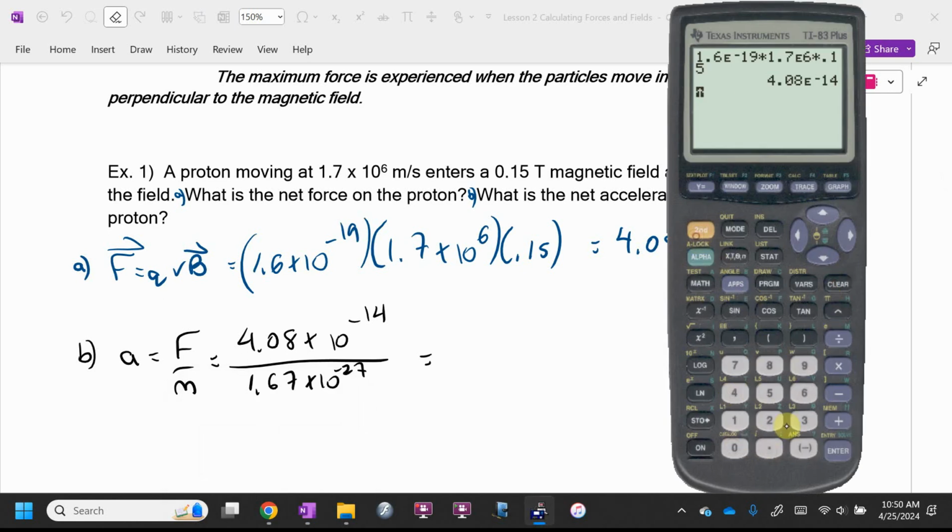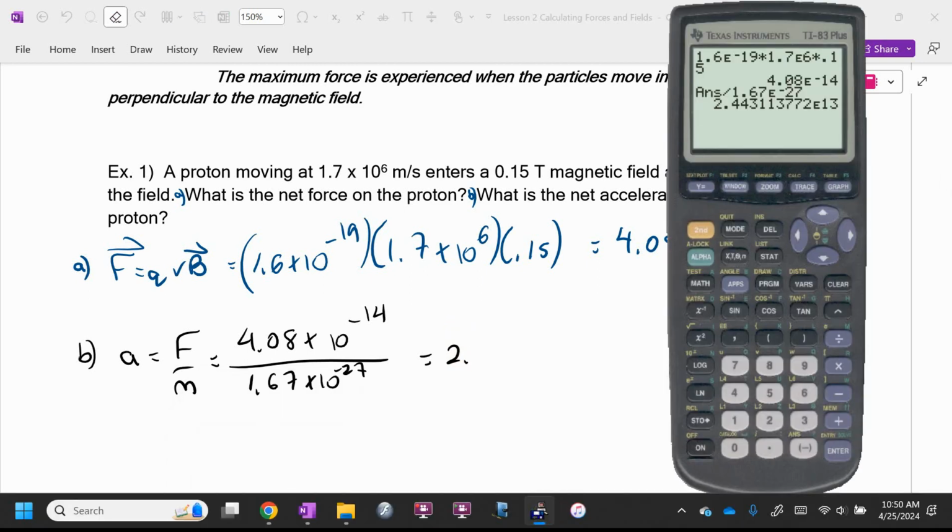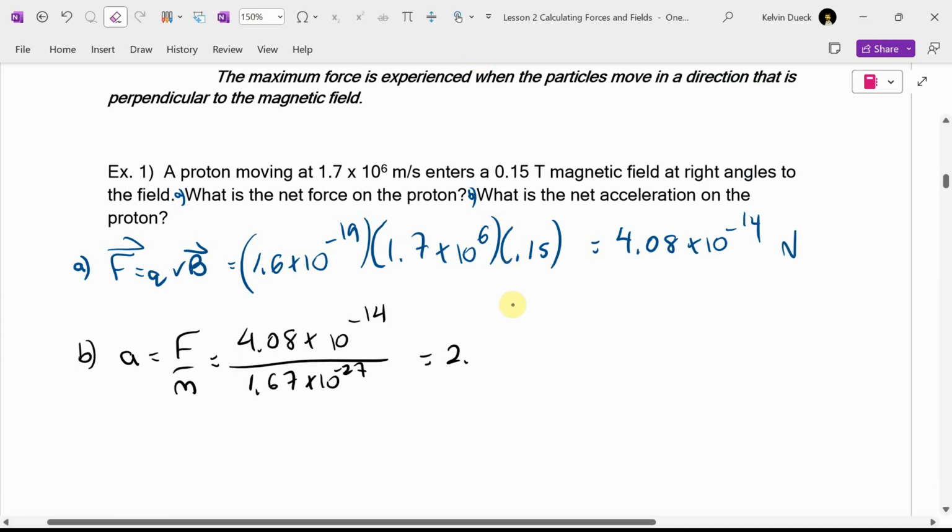And so even though this seems like a small force, if I divide it by the mass of a proton, this proton is accelerating at 2.44 times 10 to the 13 meters per second squared.